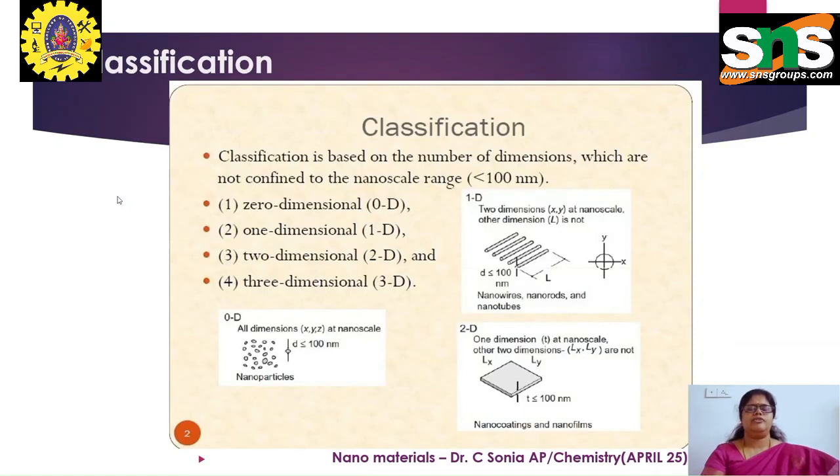So we are interested to see the classification of the nanomaterials. There are many types of classification. In this video, we're going to see the classification based on dimension. There are four types: zero dimensional, one dimensional, two dimensional, and three dimensional.